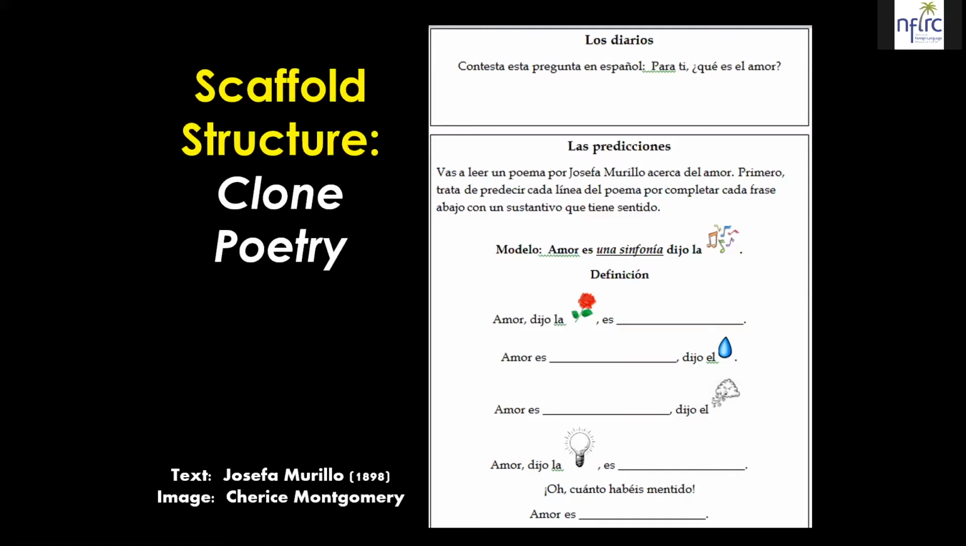And then in the bottom half, we show them a simple poem where we've removed the keywords, and they're having to make predictions. So love said the rose is, well, what would you say if you were the rose? And they're going to write that in. Love is blank, said the droplet of water, and so on and so forth.